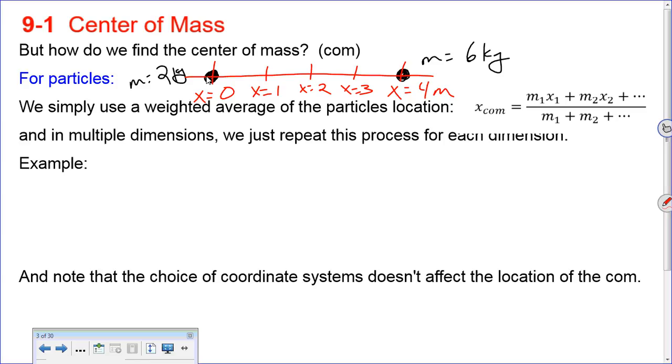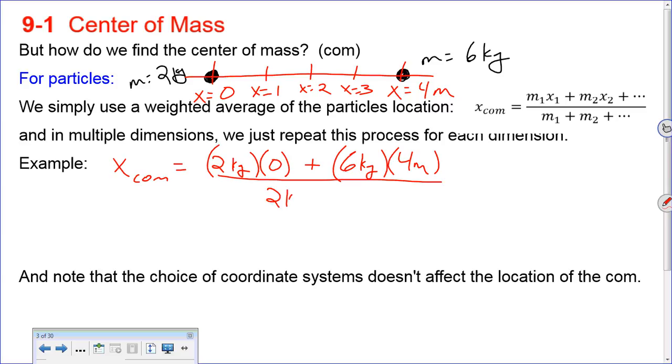All right, so for that example there, to find our center of mass, I'm just going to follow the equation there. So the position of our center of mass, and I'll do a more enlightening example in a minute, so bear with me here. What I would do is take my first mass, 2 kilograms, and multiply it by the position of that particle, which is 0, right? And then add mass 2, that's 6 kilograms, times its position, which is 4 meters, and then divide that by my total mass of 2 kilograms plus 6 kilograms.